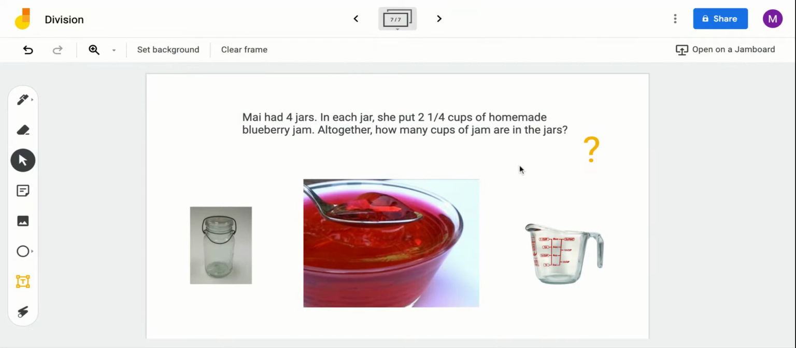And here's our last problem. Mai had 4 jars. In each jar, she put 2 1/4 cups of homemade blueberry jam. Altogether, how many cups of jam are in the jars? They tell us Mai has 4 jars, so we know how many groups there are. They tell us each jar gets 2 1/4 cups of homemade jam, so we know how much is in each group. And we're searching for the total amount of jam to begin with. So this isn't a division problem. We know the number of groups, and we know how much is in each group. This is actually a multiplication problem.